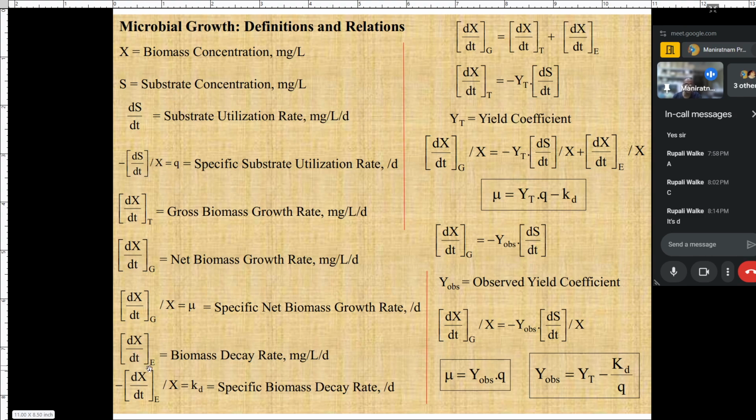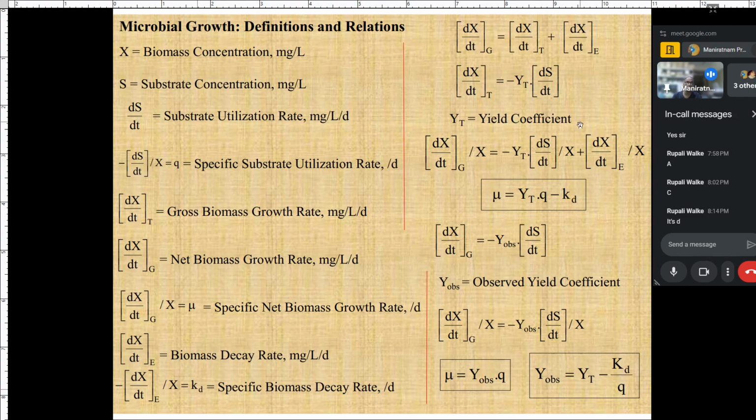Then we have dX/dt e, that is the biomass decay rate. That means at what rate the biomass is decaying. Then we have dX/dt e per X, that is the specific biomass decay. That is, for a particular biomass concentration, how much biomass is degrading, that is known as kd.